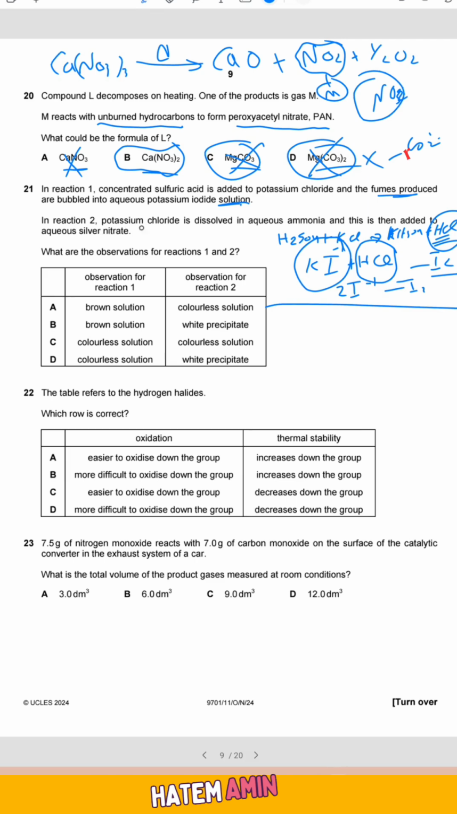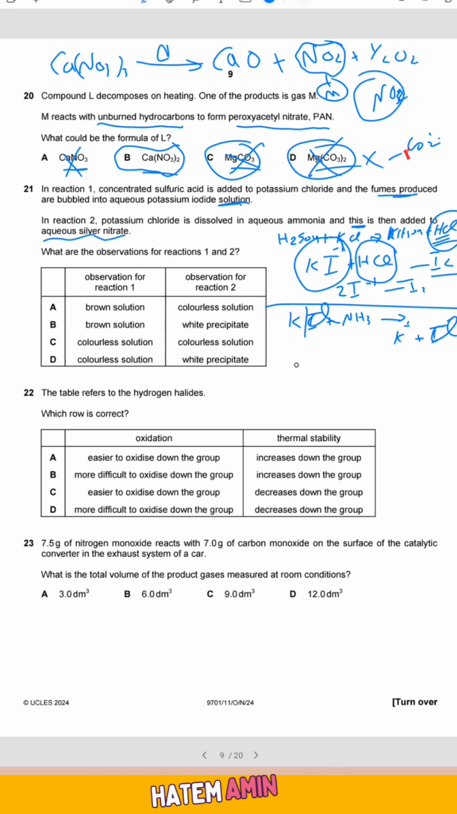The second reaction is potassium chloride. If it is dissolved in aqueous ammonia, it should ionize to give us potassium and chloride ions. This potassium chloride dissolved in aqueous ammonia is then added to aqueous silver nitrate.